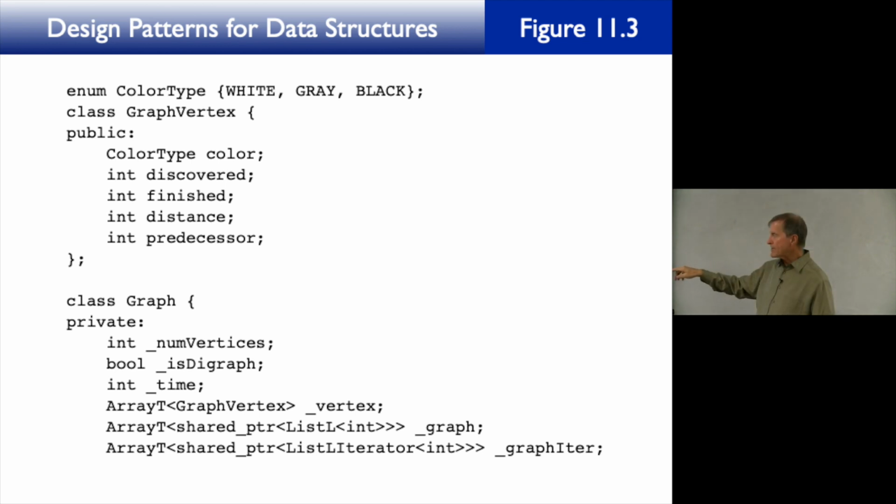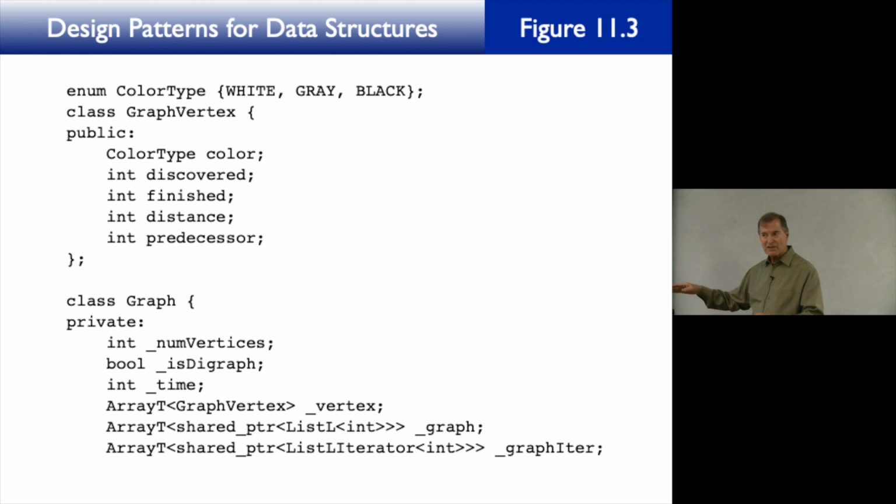But now what about the graph itself? What about underscore graph? It is an array of what? Lists of ints. That is the adjacency list representation. It is an array of lists. Does everybody see that? Furthermore, to go down that list, we're going to use list L. But how are we going to access the individual members of list L? We are going to use the what pattern? Iterator.